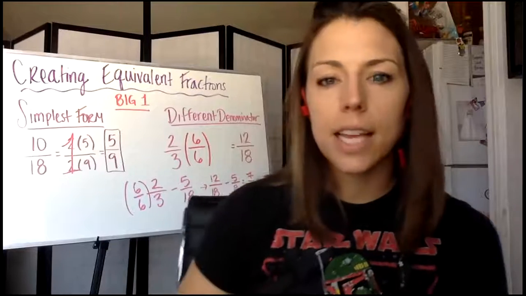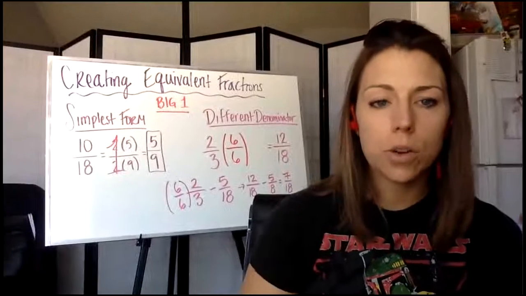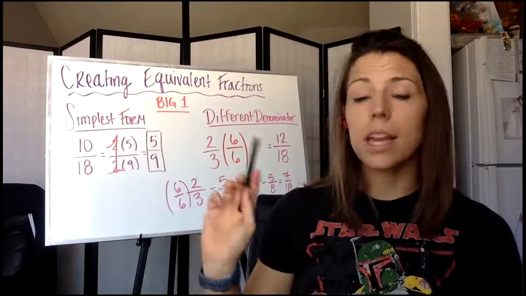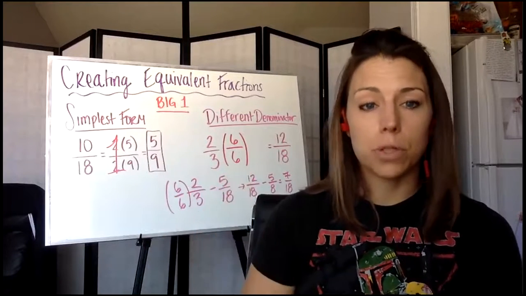Okay, so that's the end of our video. Remember, there's 2 ways to create equivalent fractions. Simplest form means to factor out a big 1, and to create a different denominator means to multiply by a big 1.